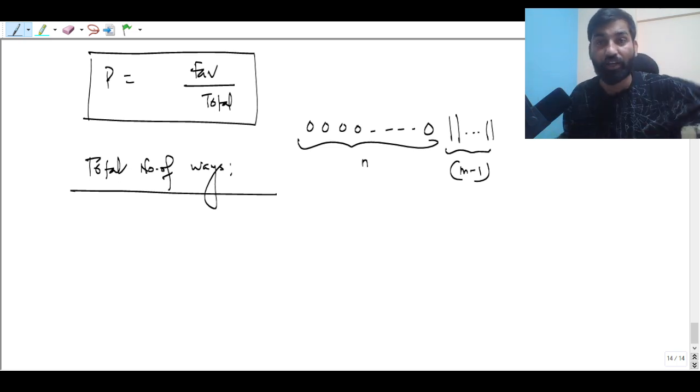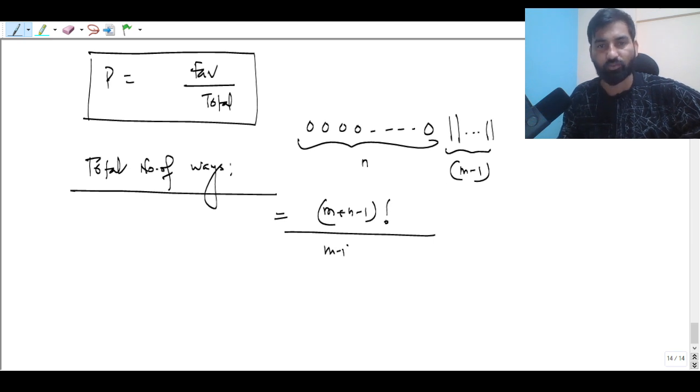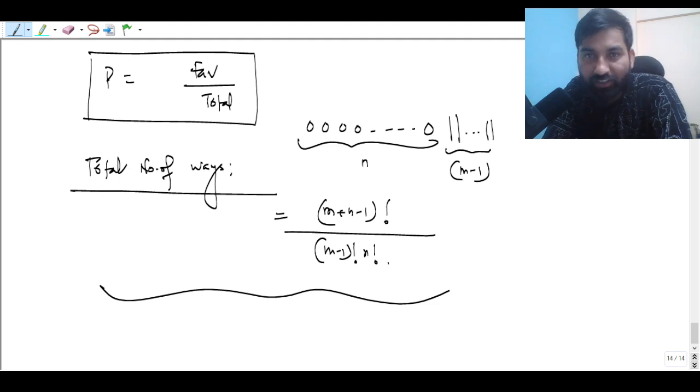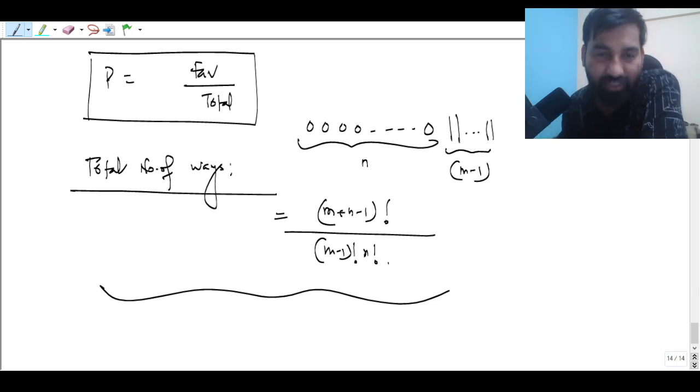Now you can find the total number of ways. The total number of ways is going to be, you can add these two, so this is m plus n minus 1 factorial. Since you have overcounted, you can correct it, so this will be divided by m minus 1 factorial and n factorial. So this is the total number of ways in which you can distribute n identical objects into m distinct boxes. But the question was about probability, remember you have to find the probability. So what were the favorable outcomes? Let us see.